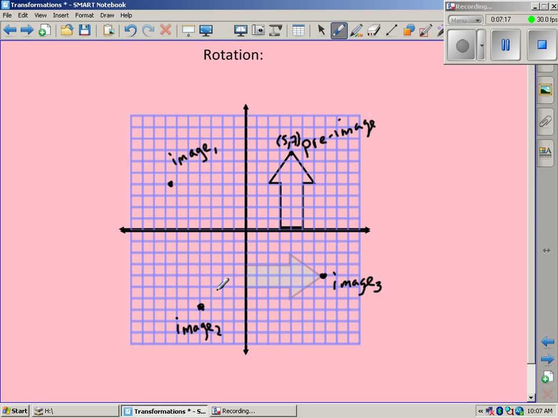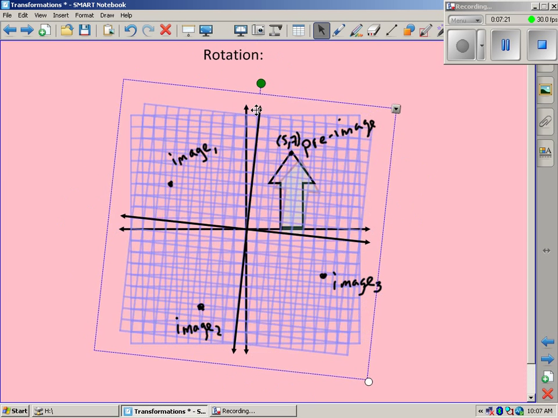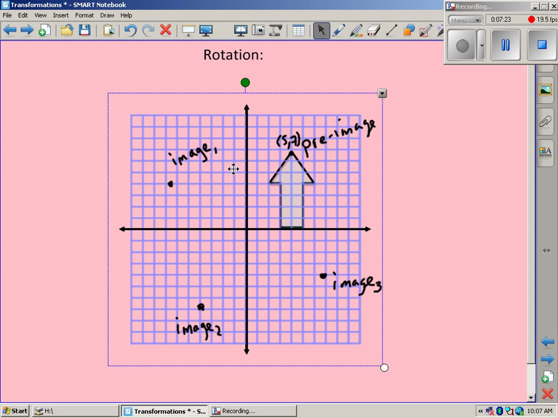Then you can see if I rotate it 360 degrees, I'm back to where I started. So this was a 90-degree, image 1, image 2 was 180, image 3 was 270, and there's a relationship between each one of these points and the original pre-image.